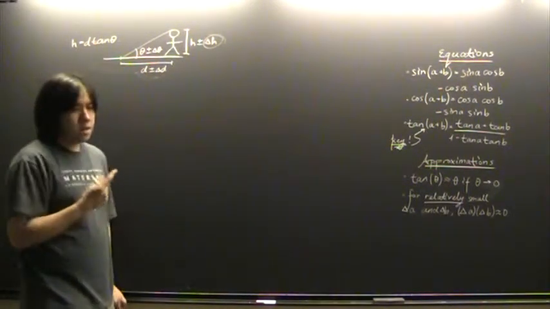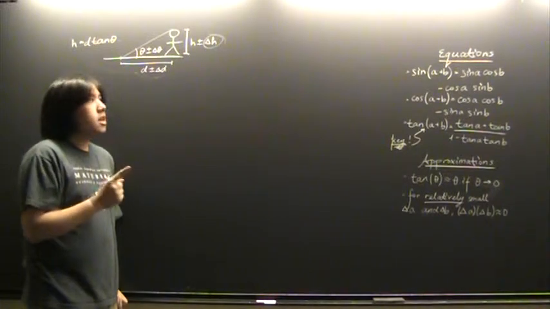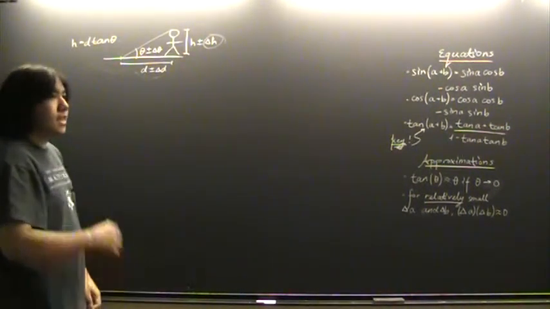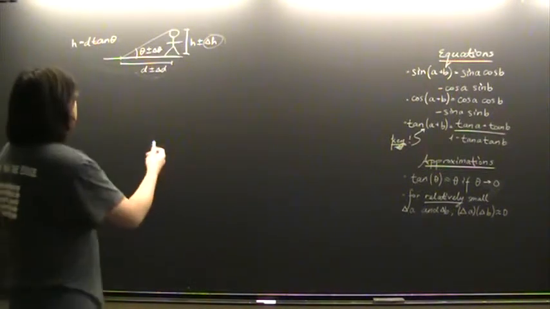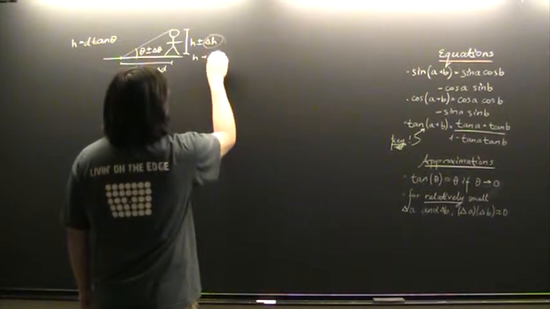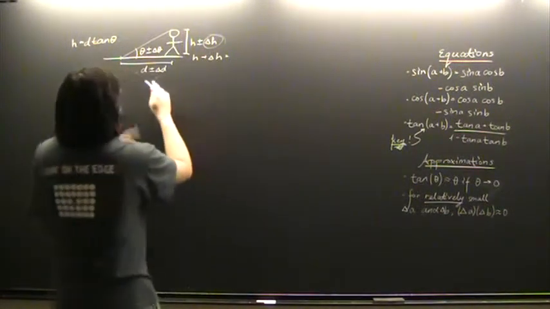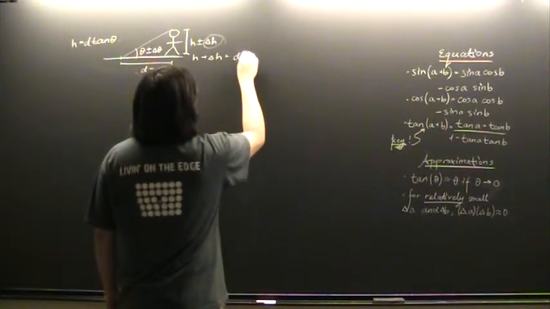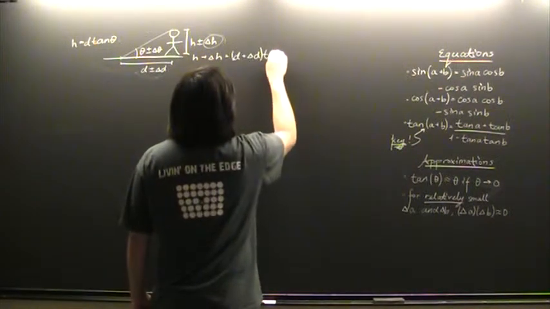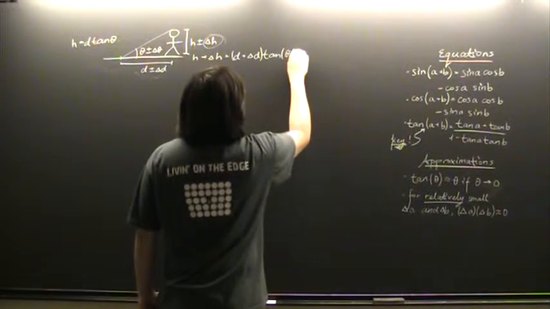And when doing these kinds of derivations, the first thing you should do is to return to the original equation up here. So let's take the upper bound of the error. So we can say that h plus delta h is going to be equal to d plus delta d, the entire thing, times the tangent of theta plus delta theta.